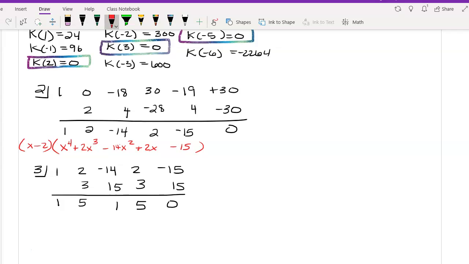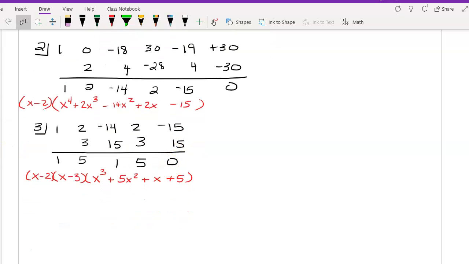So now we have x minus 2 from above. Now x minus 3. And now this is x cubed plus 5x squared plus x plus 5. All right, still not fully factored. So we're going to continue on with our next 0, which was negative 5. So negative 5. And so we have 1, 5, 1, 5.